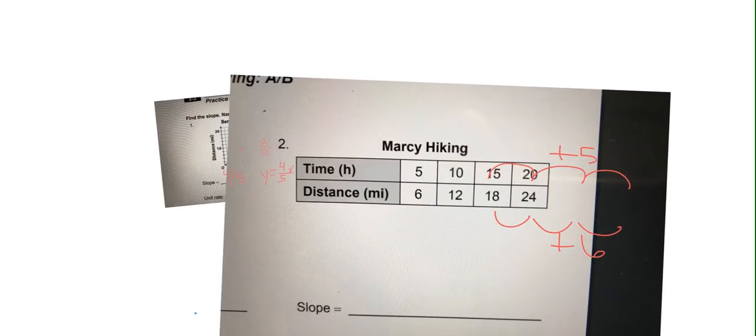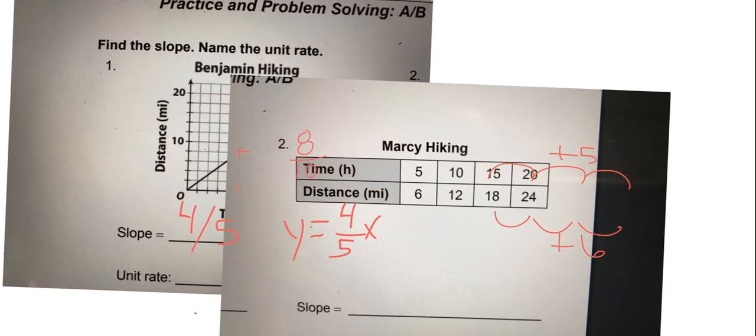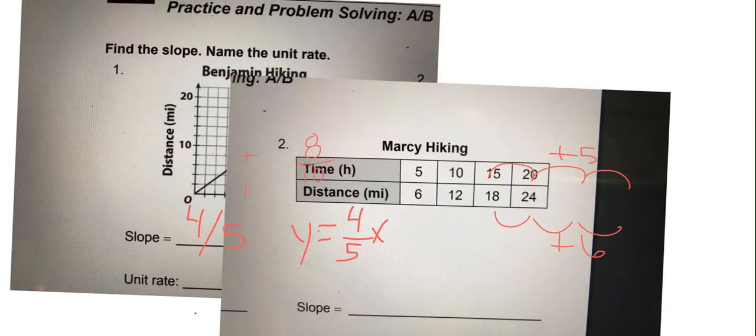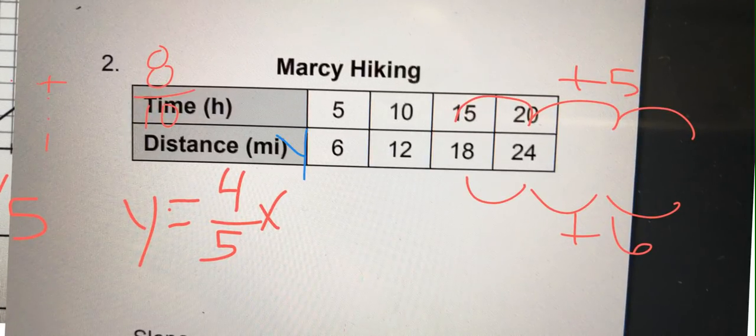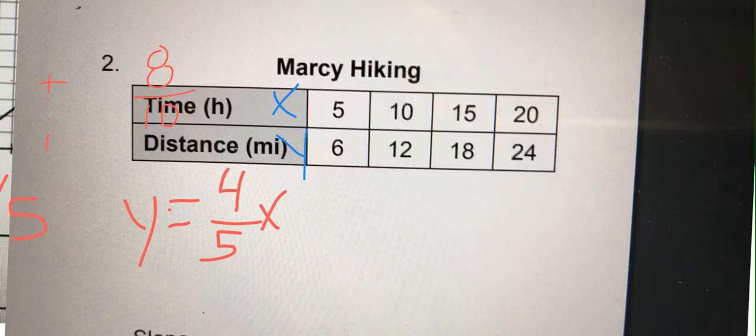If I look at Benjamin's, my distance was my y value and my hours was my x value. So my distance on Marcy's hike should also be my y value, and my time should also be my x value. Since my y value is my rise over run, I need to be able to write it as a rise over run. So let me write that as 6/5.